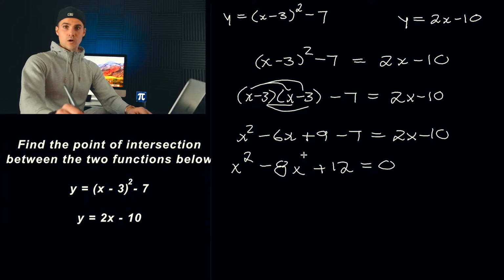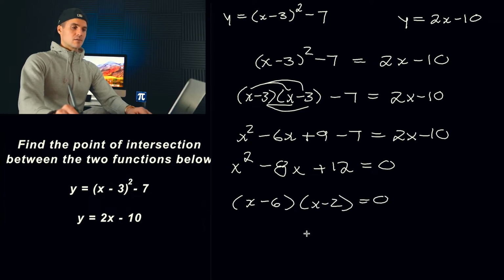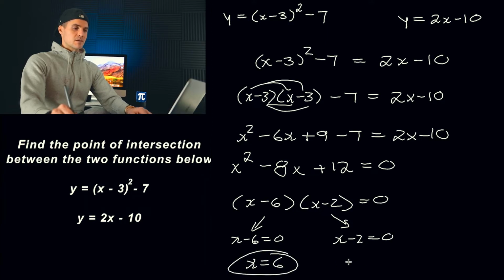And now we have a quadratic equation to solve, and you could solve this with the quadratic formula or factoring. Sometimes it won't factor, but in this case it actually does factor smoothly. This is going to factor into x minus 6, x minus 2, and that's going to equal 0. So when is that going to happen? Well, that's going to happen when x minus 6 is equal to 0 and x minus 2 is equal to 0. So that's going to happen at an x value of 6. This is going to happen at an x value of 2.